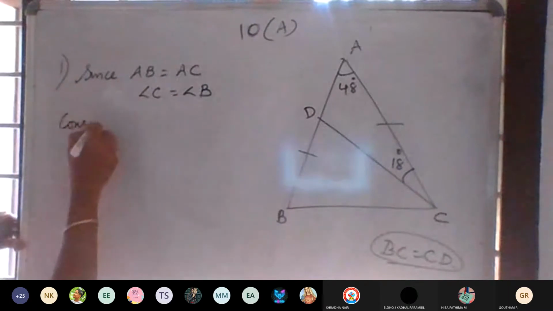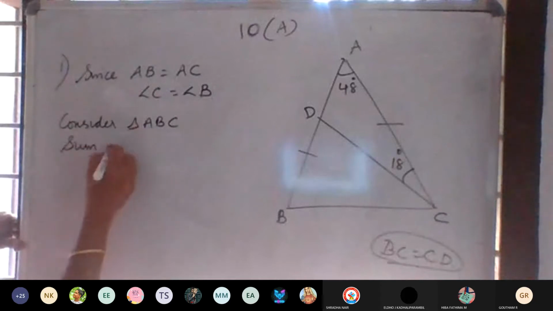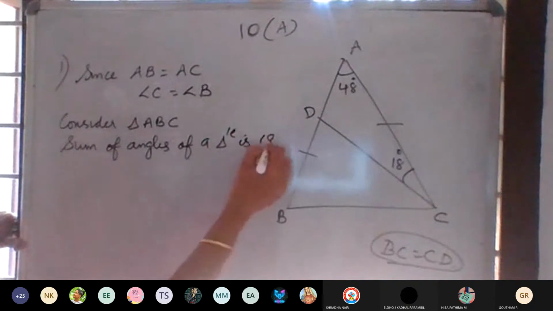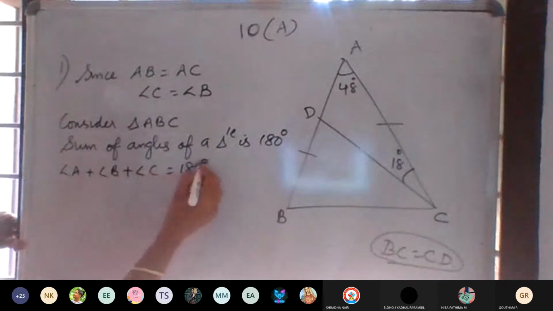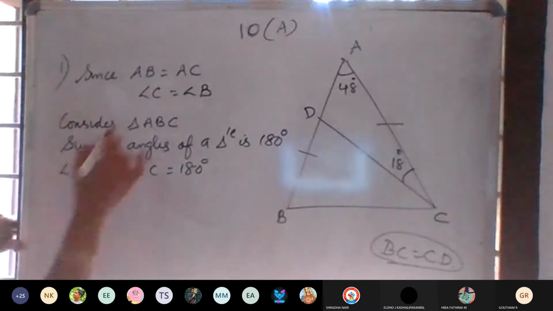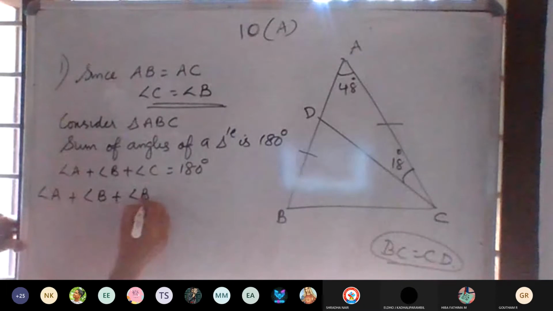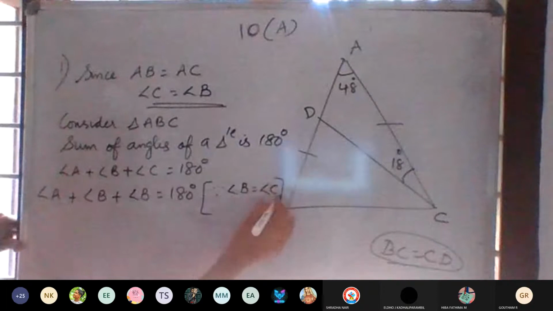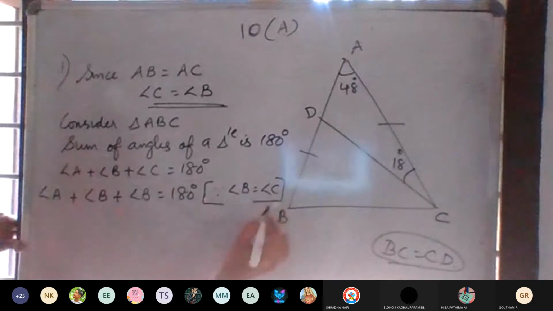Consider triangle ABC. Sum of angles of a triangle is 180 degree. Therefore, angle A plus angle B plus angle C is equal to 180 degree. Since angle B is equal to angle C, we can replace angle C as angle B. Both are equal, is equal to 180 degree. Any doubt in this? Is it clear, all of you?